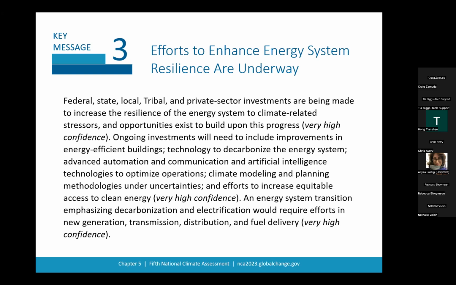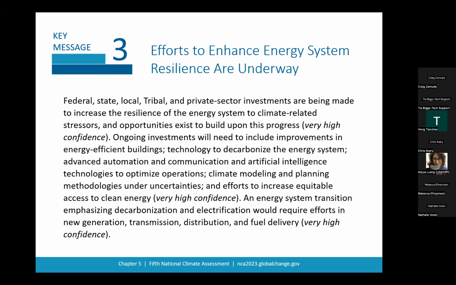Our third and final key message recognizes that the nation is responding to a changing climate, but will need to increase the pace, scale, and scope of current efforts. The chapter discusses efforts that are already underway to reduce greenhouse gas emissions and enhance energy system resilience, and identifies a number of opportunities to build upon progress. We give examples of work that's already going on and outline what else could take place.